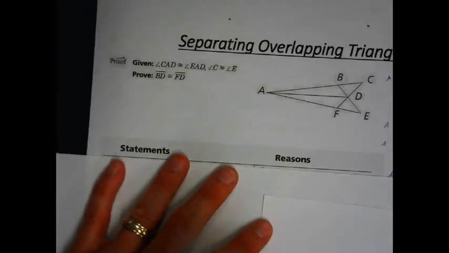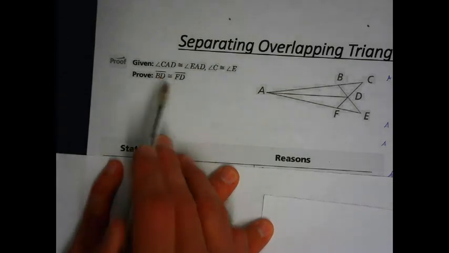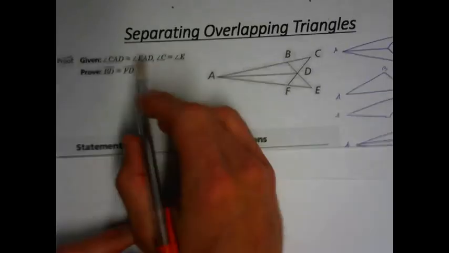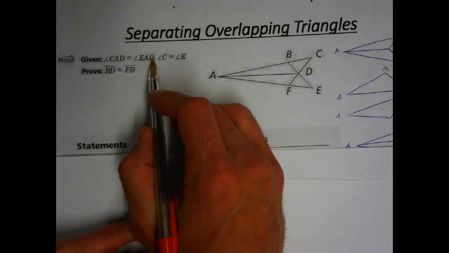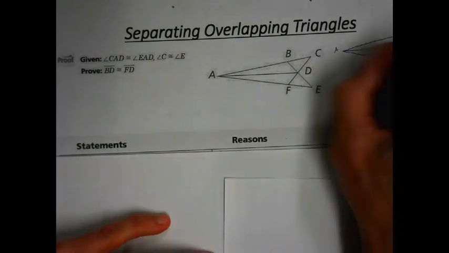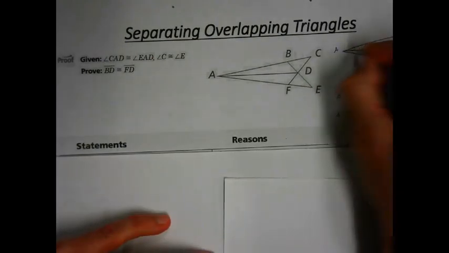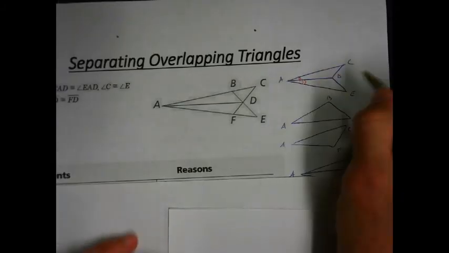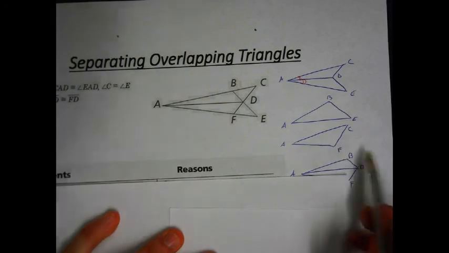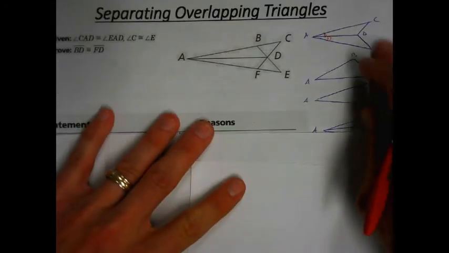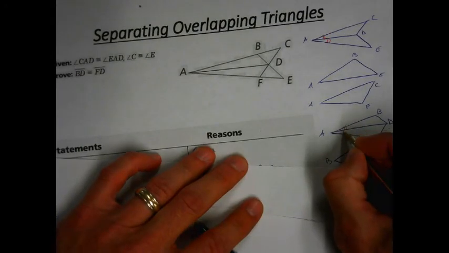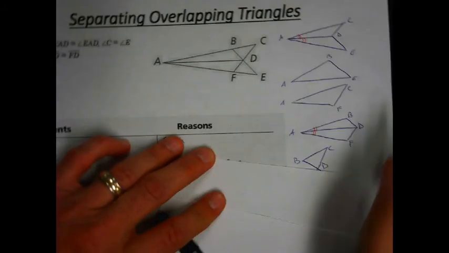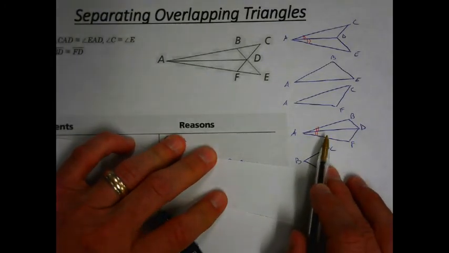The whole purpose is to prove that BD is congruent to FD. So let's go with what we know. What do we know? We have the given. CAD and EAD are congruent. So we have CAD here and EAD here. Are there any other locations for that angle? And the answer is yes. So there's a location down here as well. Okay, so when we have these two triangles, that's congruent, and that's it for that.